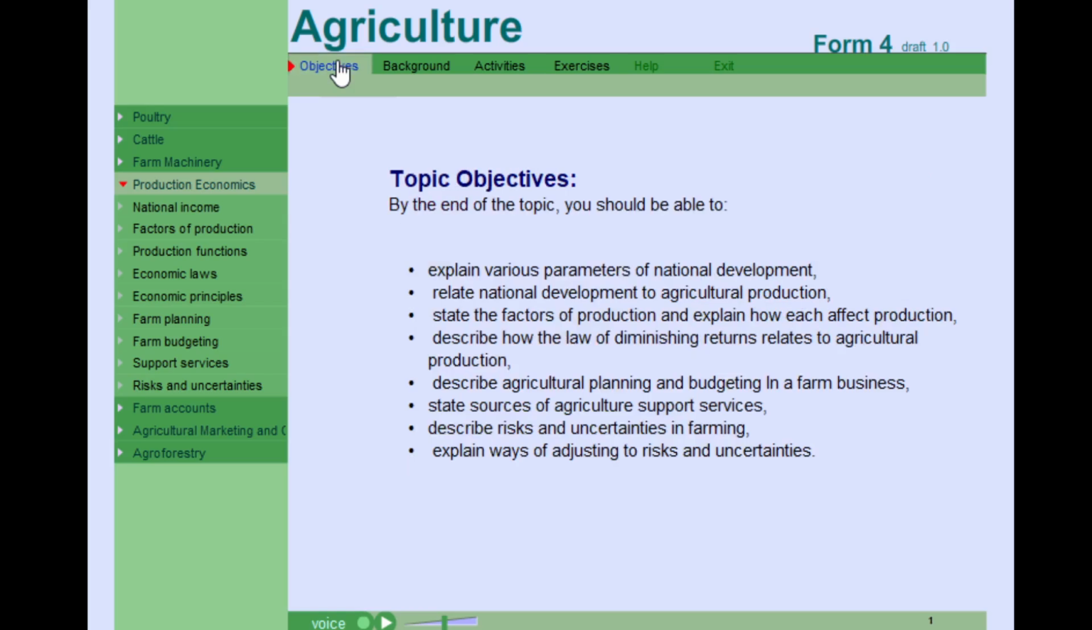Topic objectives. By the end of the lesson, you should be able to explain various parameters of national development, relate national development to agricultural production, state the factors of production and explain how each affect production, describe how the law of diminishing returns relates to agricultural production, describe agricultural planning and budgeting in a farm business, state sources of agriculture support services, describe risks and uncertainties in farming, and explain ways of adjusting to risks and uncertainties.